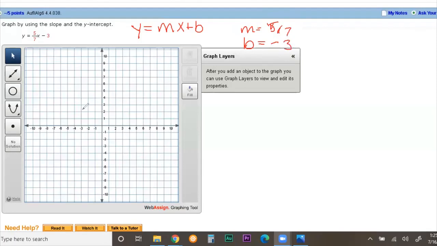So in order to graph this, let me turn the annotation off. You have to click on the dot here, and that is going to allow you to plot points on the graph. So we find -3 on our y-axis and we put a point there.